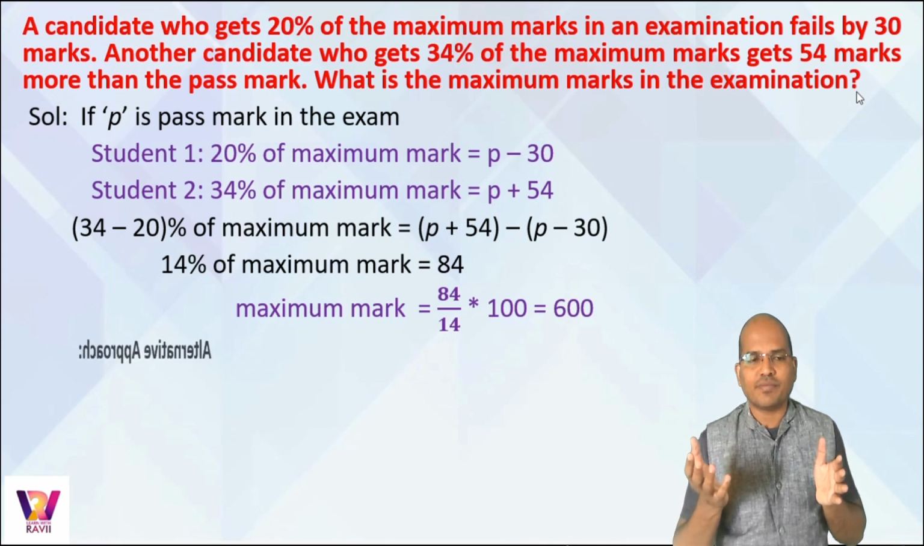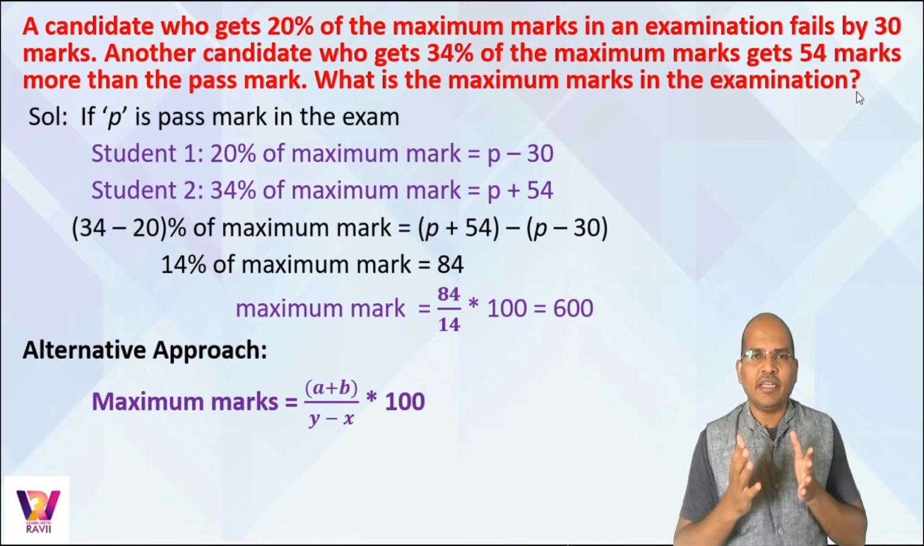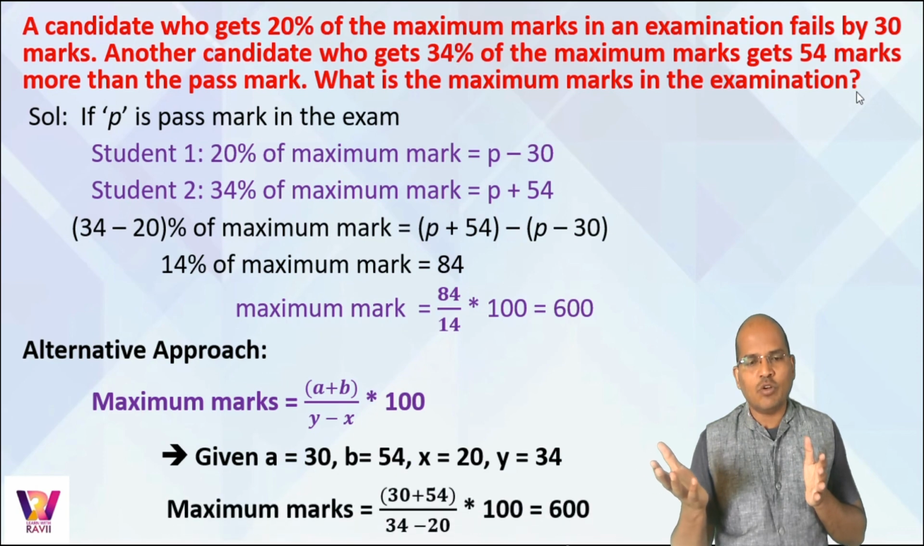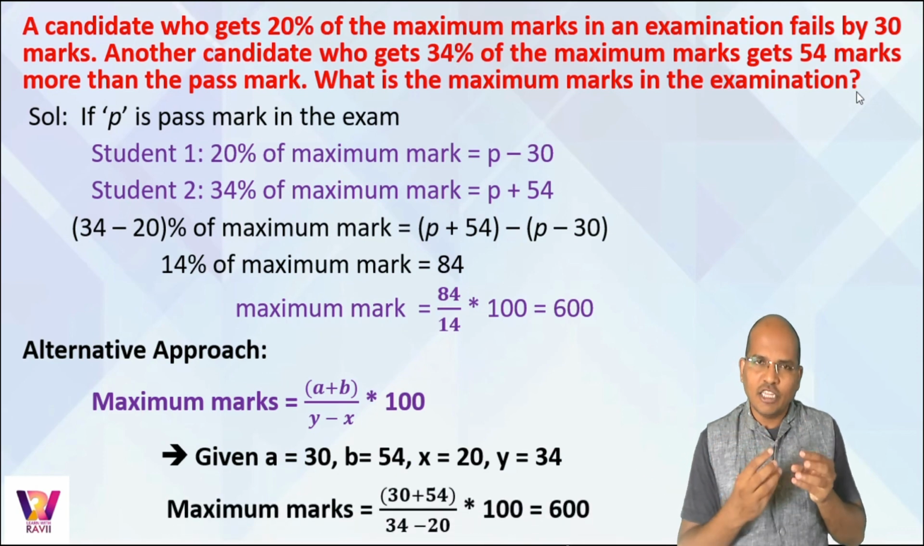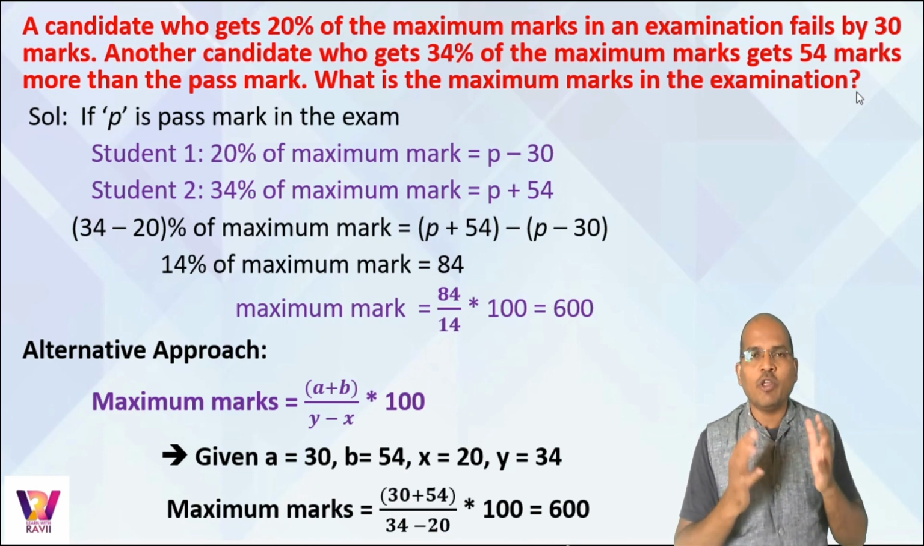It goes like this. What is given to us? You are given a, b, y and x. So plug in the values of a, b, y and x, and the answer is found to be 600. You can learn the formula or you can even learn the conventional approach of solving it. I'm giving you both so that you'll have clarity. You need not always learn the formula.